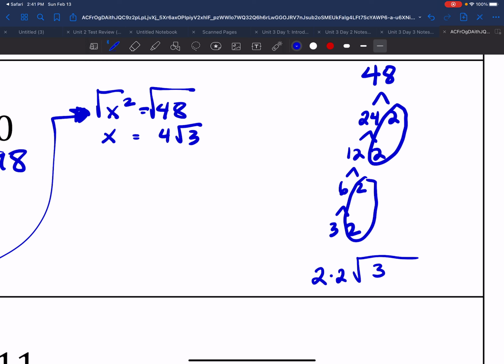But we have to consider that -4 times the square root of 3 quantity squared is going to give you the square root of 48. So don't forget to put that plus or minus in your answer. Do not forget to put the plus or minus in your answer.